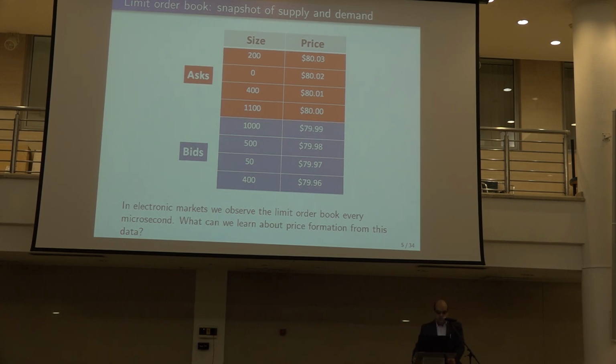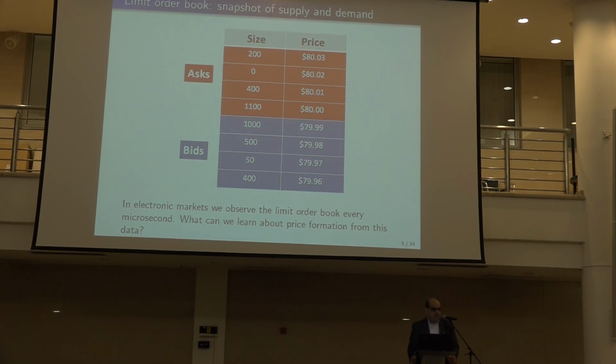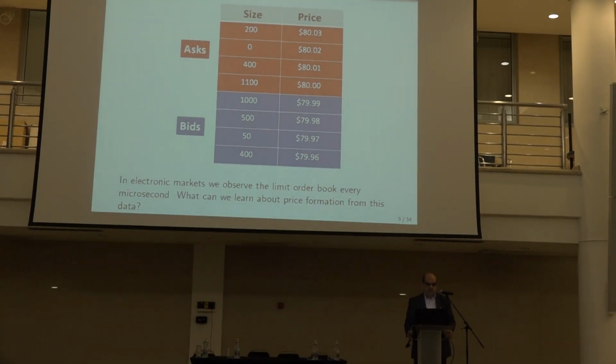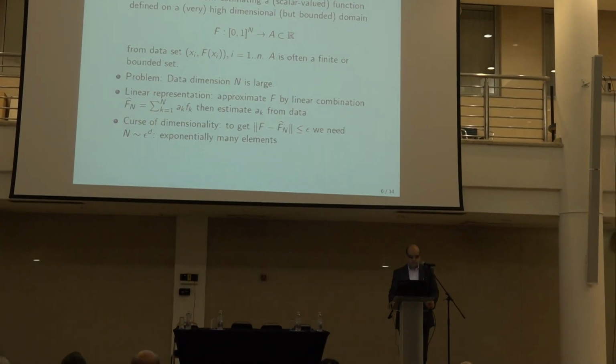So for all stocks in this exchange, which is around 1,000 stocks, we have this time series of these limit order books at every tick, which means every time they change. So this means typically at least every millisecond, sometimes by microsecond frequency. So what can we learn about price formation? If I give you the time series of the supply-demand curve, can you learn about price formation from this?